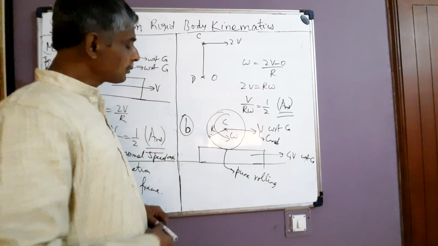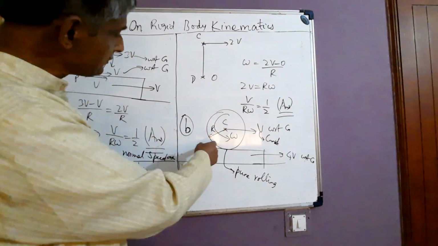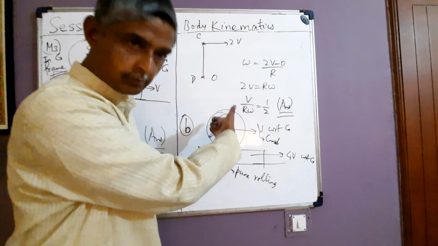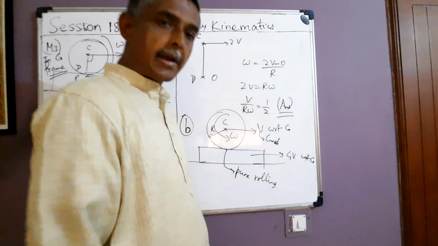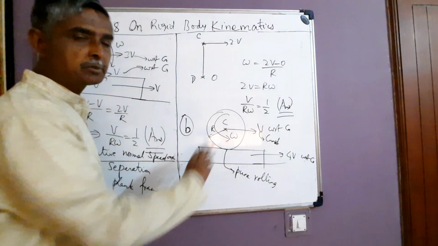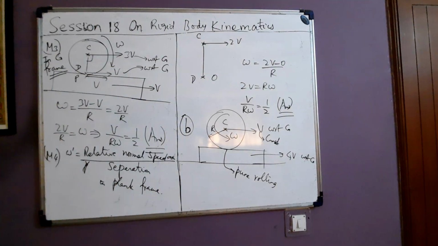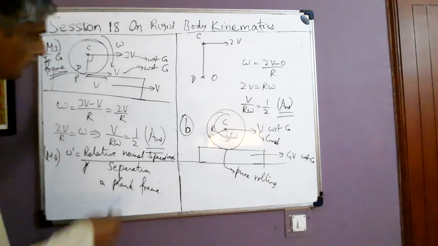This problem can also be solved by 4 different methods, as you did in part A of the previous question. I will not solve all of them. I'll just solve it by 2 different methods. Fine.